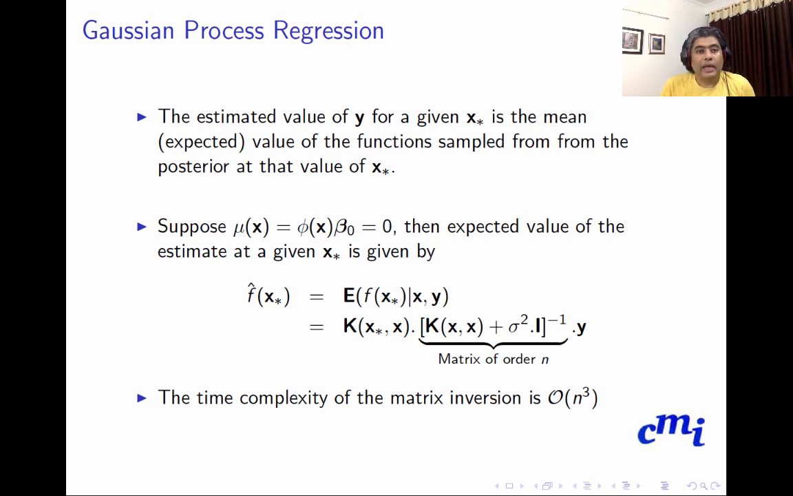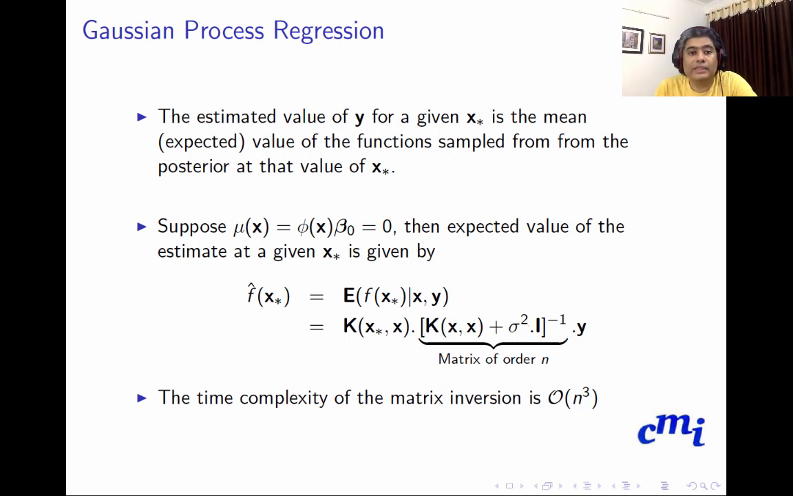Now, estimated value of y for a given x star. x star is a new value for which I want to estimate the expected value of y, or f of x star. If mu of x is 0, or phi of x beta 0, then you can write the expected value of f of x star given the data x and y as k of x star comma x, times k of xx plus sigma square I inverse, times y. Now this is a matrix of order n.